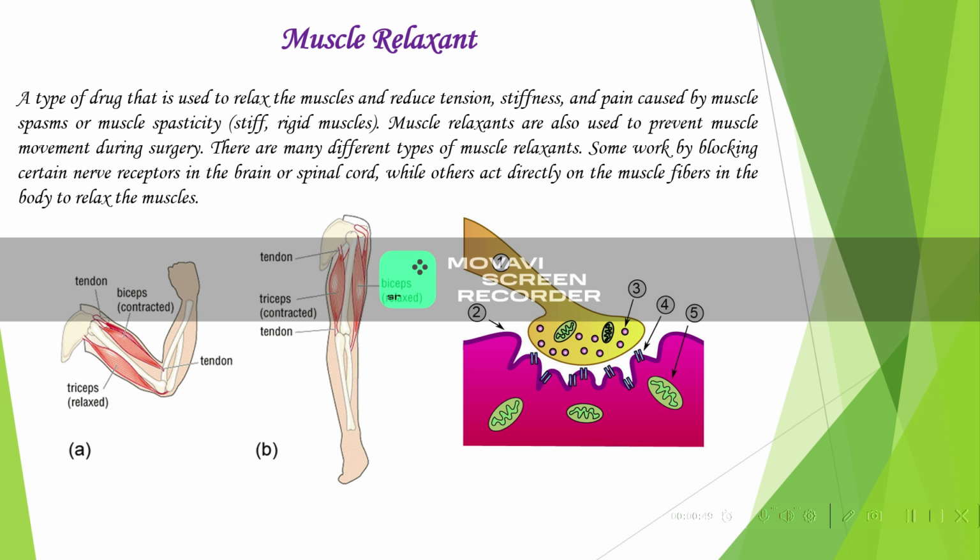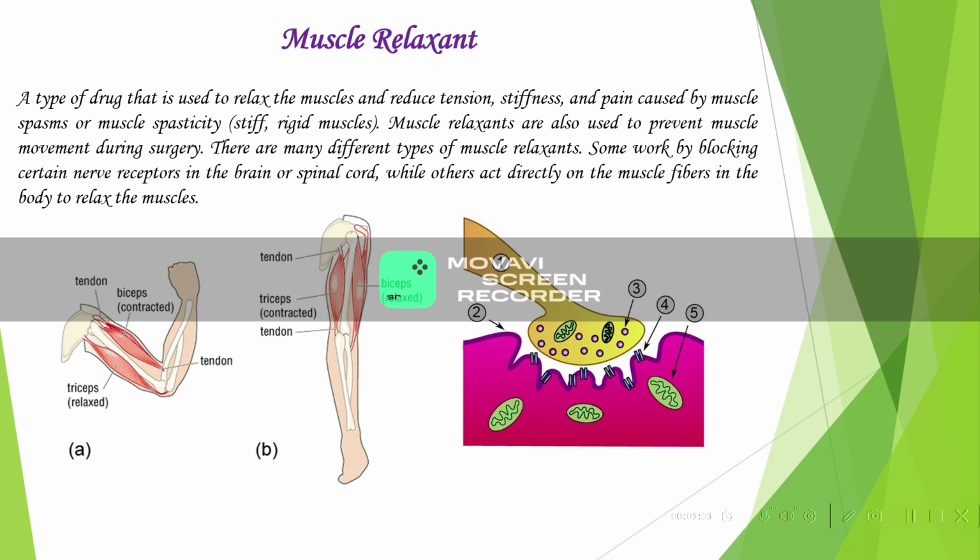A muscle relaxant is a type of drug that is used to relax the muscle and reduce the tension, stiffness, and pain caused by muscle spasm or muscle stricture. Muscle relaxants are also used to prevent muscle movement during surgery. There are many different types of muscle relaxants. Some work by blocking certain nerve receptors in the brain or spinal cord, while others act directly on the muscle fiber in the body to relax the muscle.